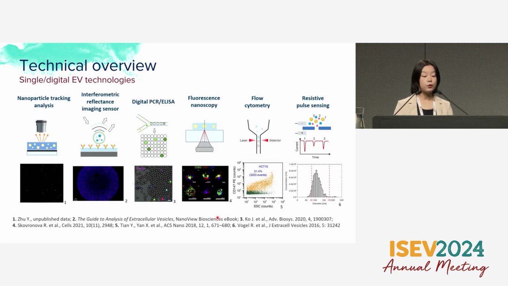Here I show some examples of the commonly used single or digital EV technology, and I believe all of the examples shown here have already been commercially available. Most of them use an optical platform as a readout, while there are some exceptions such as resistive pulse sensing, which is based on electrochemistry sensing. I'm not going into the detail of each technique. There are a variety of review papers on this, and we are currently preparing such a review paper targeting early cancer detection, so please watch this space.